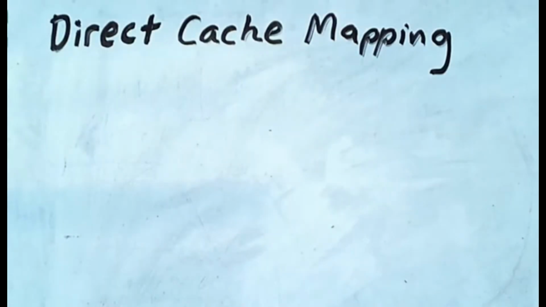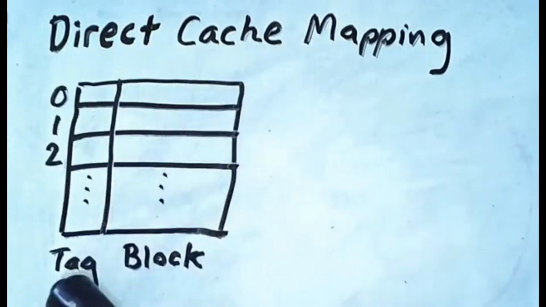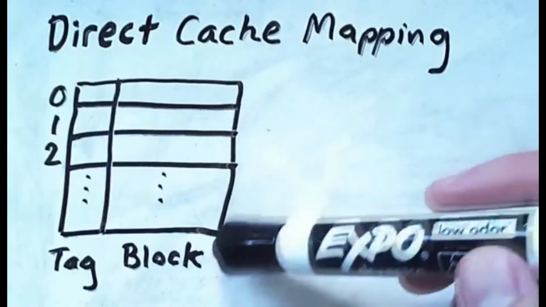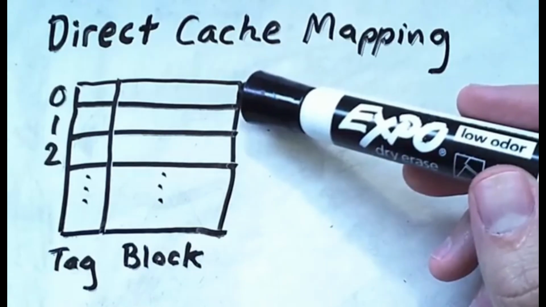Next, I will explain direct map cache. In direct map cache, each block of data from main memory can only be stored in one specific cache line. If 2 data blocks map to the same cache line, one will replace the other, causing a cache miss.